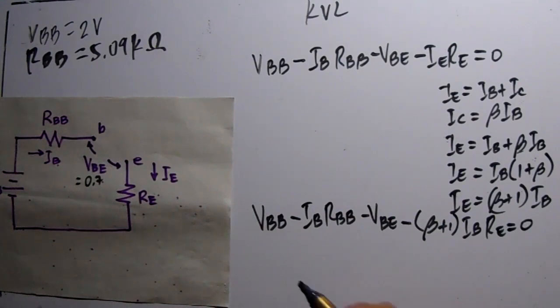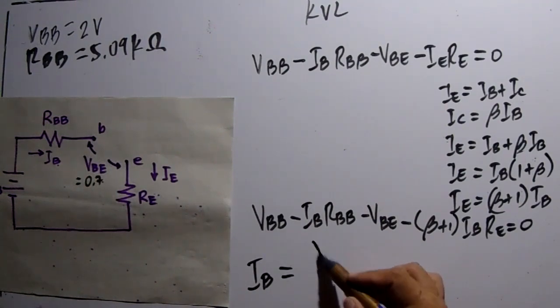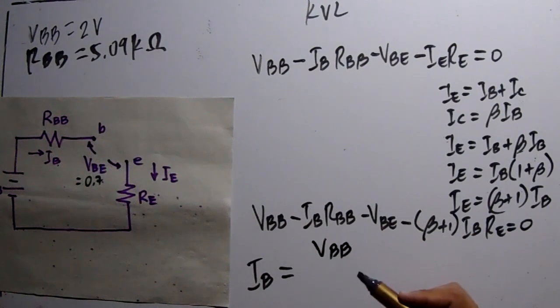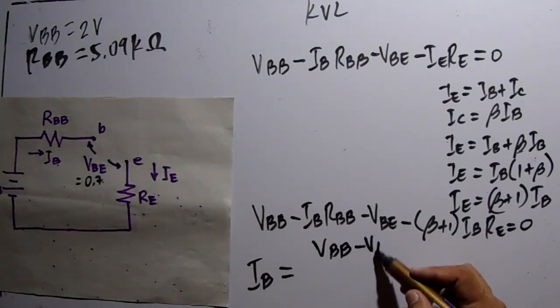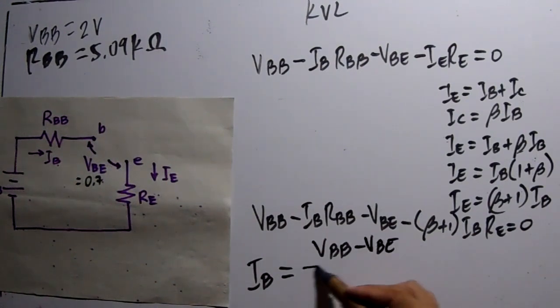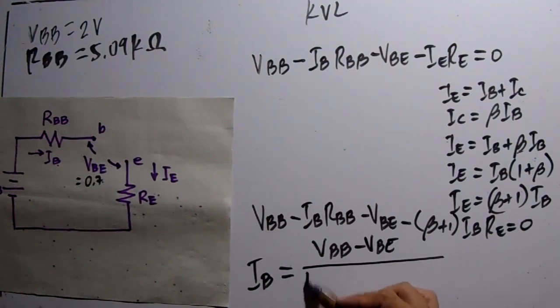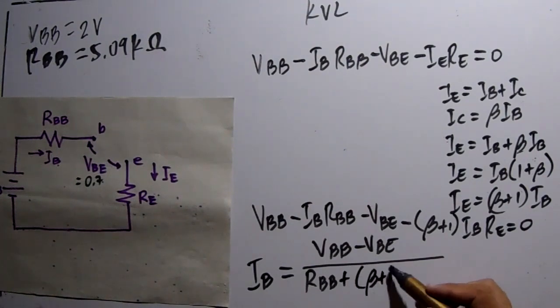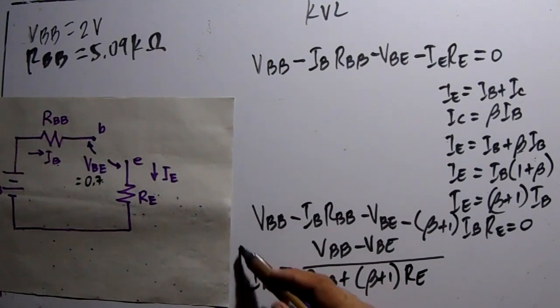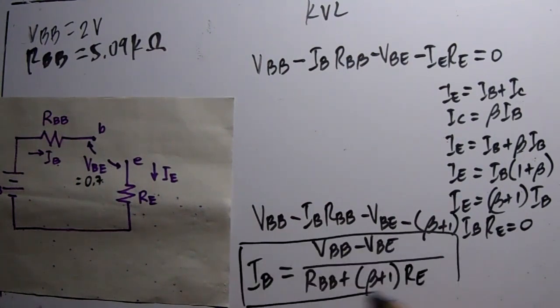And by using algebraic techniques, we can find IB to be equal to VBB minus VBE divided by RBB plus beta plus 1 RE. So this is our formula for IB.